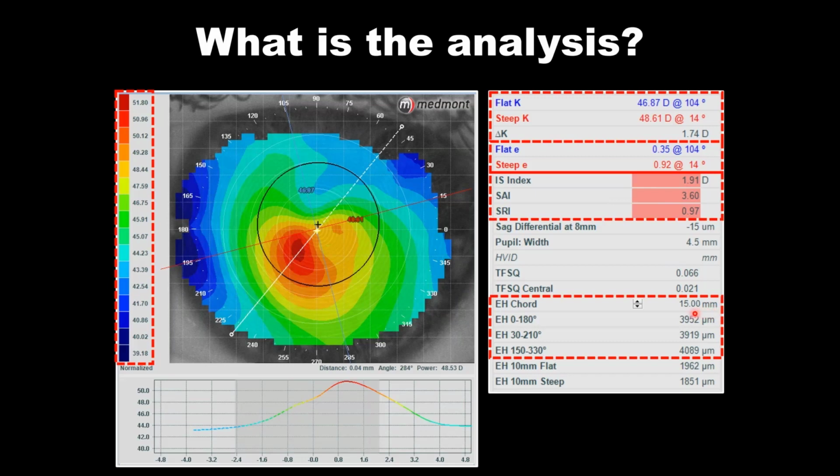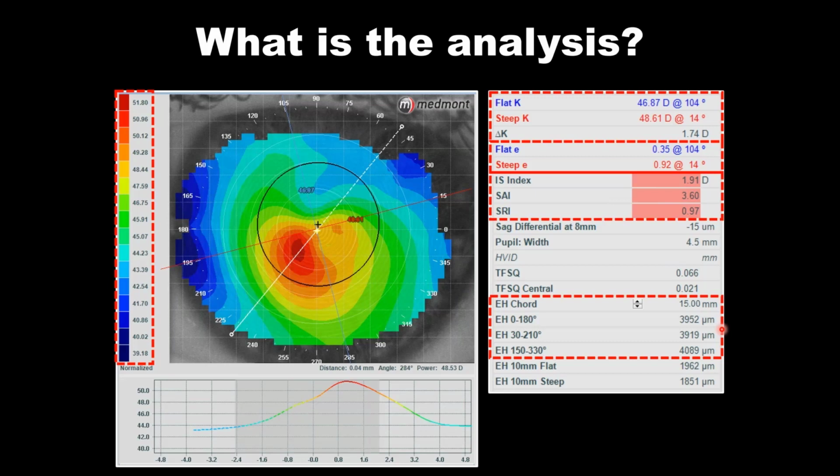So in this case, the lens I'm using is a 16.5 diameter lens that calculates its sagittal depth at 15 millimeters. So then I understand the height of the eye to a 15 millimeter chord. So Medmont is giving you an EH, estimated height, to a diameter of 15 millimeters. And it's telling us that the sagittal depth of the eye across these three axes is around 4,000 microns. So that helps me to understand which scleral lens we should pull out of the set.